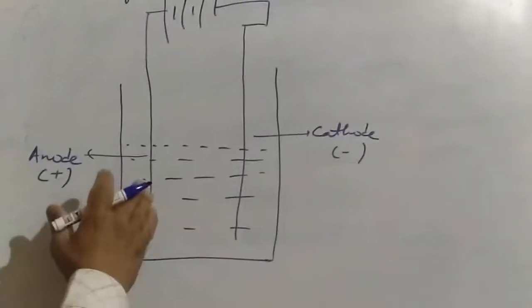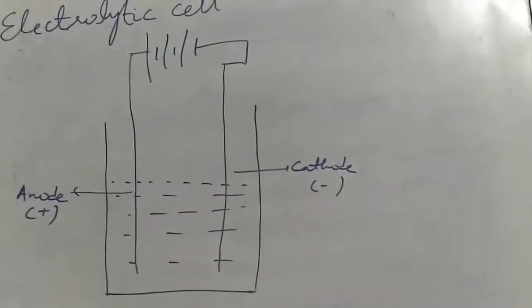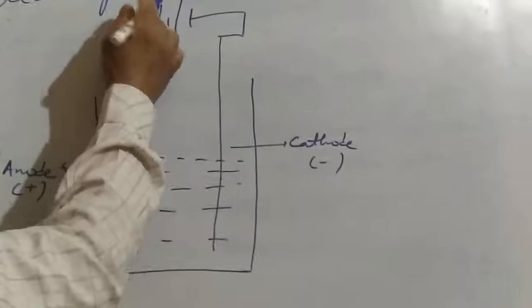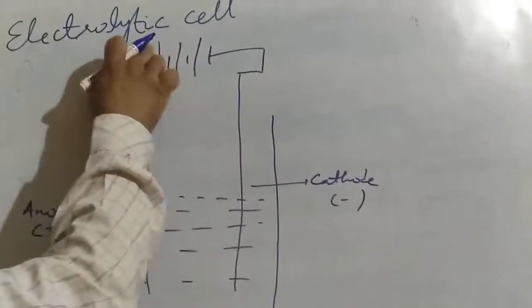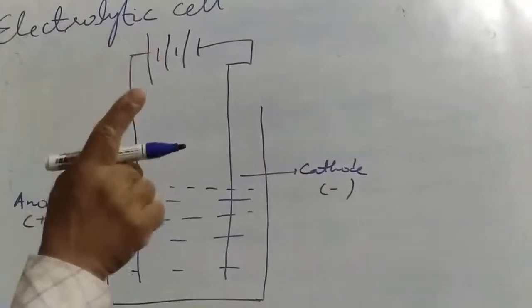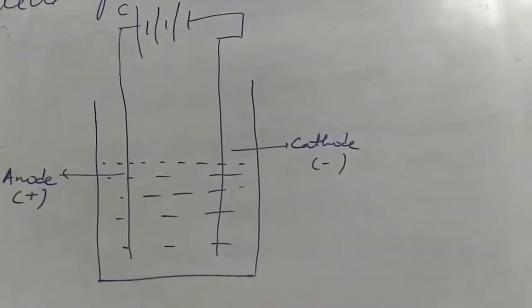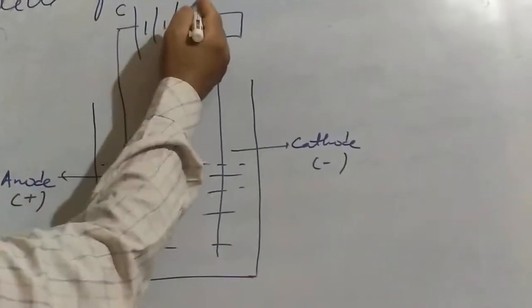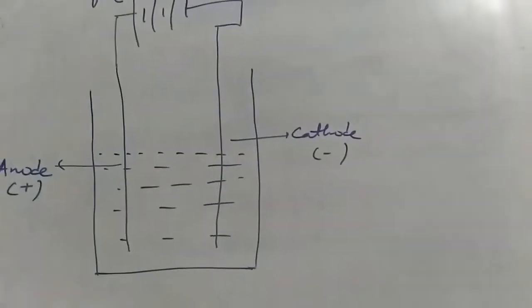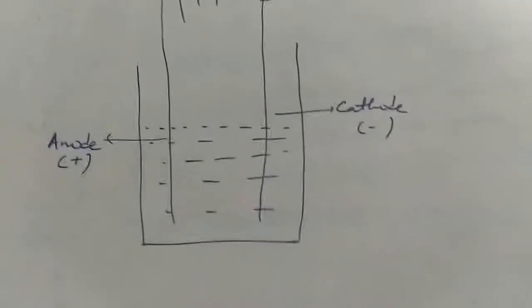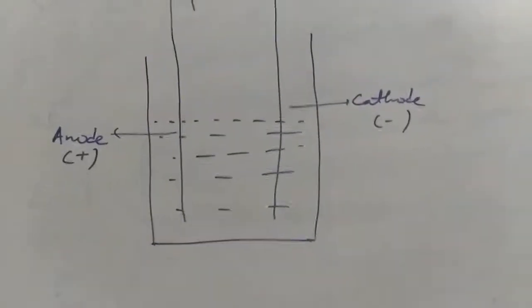One electrode I connected with the positive terminal of the battery, which is called the anode. Now remember, this is the positive terminal of the battery, and if you remember, in an electrochemical cell the positive terminal is called the cathode and the negative terminal is called the anode. So when we pass electricity through it, it causes some chemical changes.